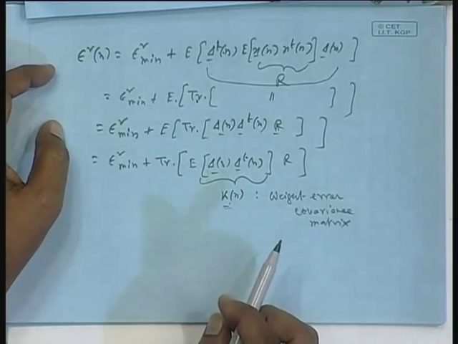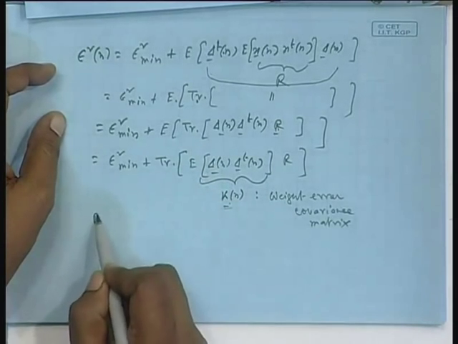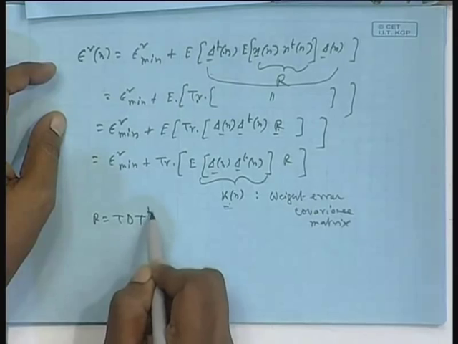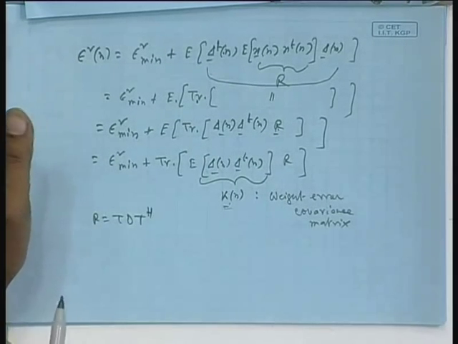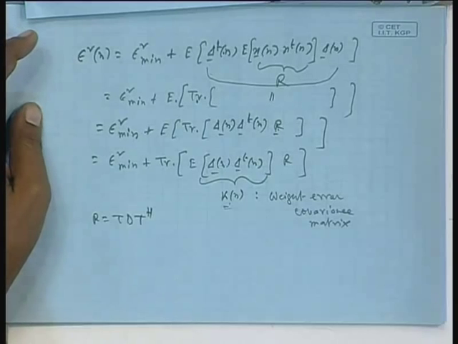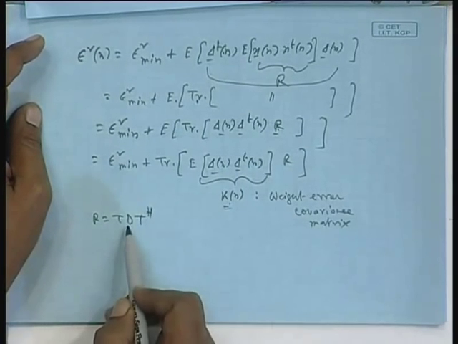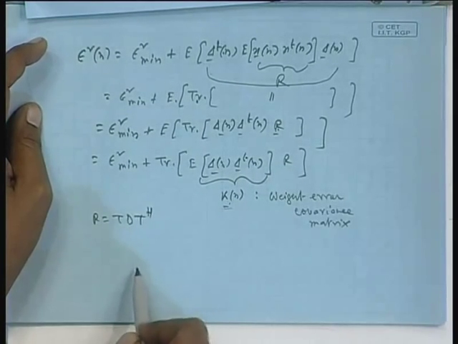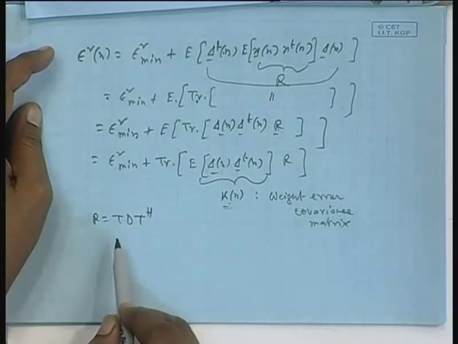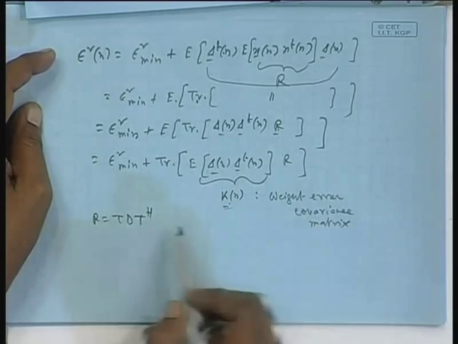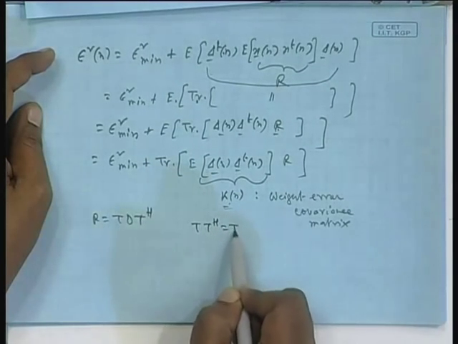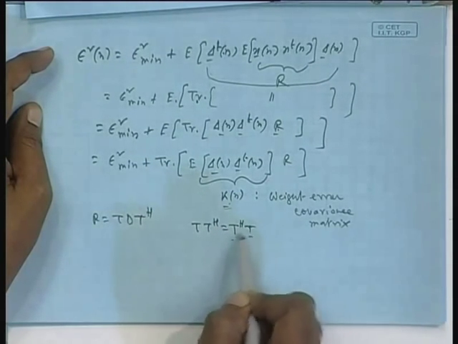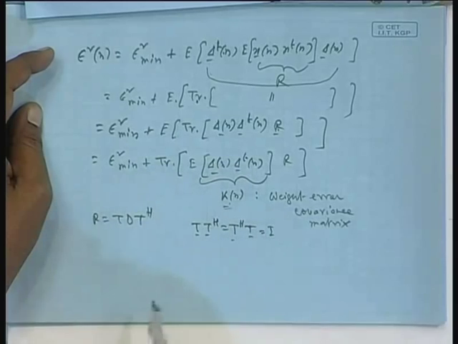what we do? We replace R by T D T Hermitian, where T consists of the eigenvectors, orthonormal, that is orthogonal, and each has norm unity. D consists of eigenvalues which are real positive, because I am assuming a positive definite matrix, and that means T is unitary, T T H is T H T is I.